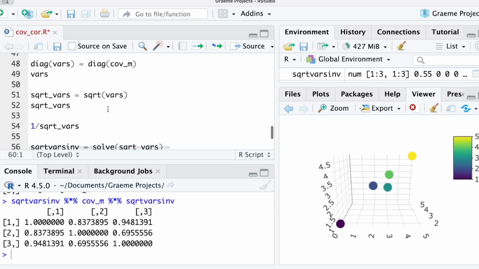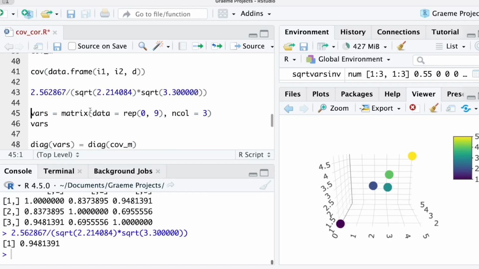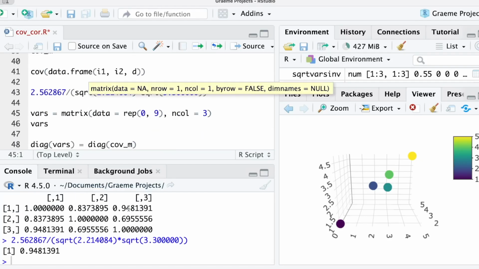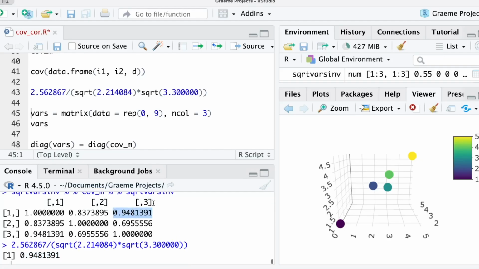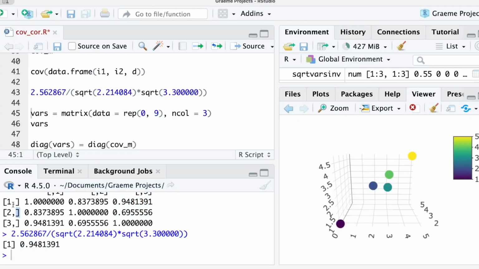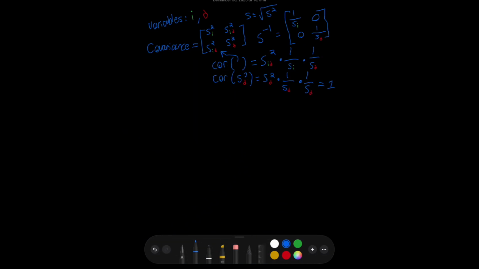So if you remember, we had calculated the correlation up here for, I guess this is D and I1, and it gave us 0.94. And so you can see here in our correlation matrix, we also have 0.94 for this. This comma 3 is going to be our D, and this 1 comma is going to be our I1. So this will calculate all of the correlations for our covariance matrix. Very handy.